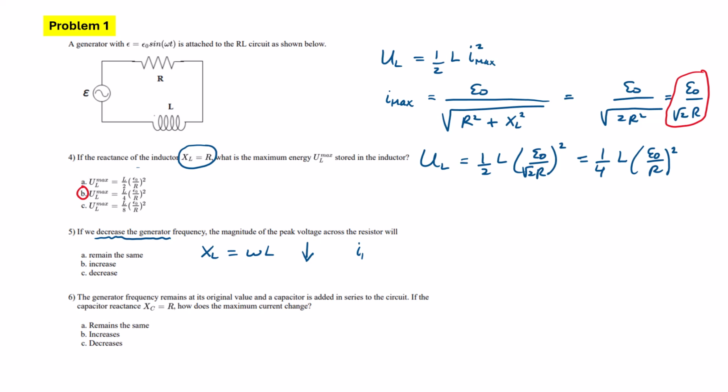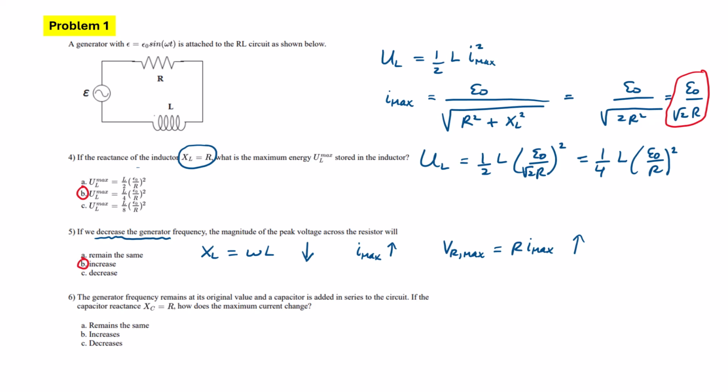Now let's think about what happens to the maximum current. The maximum current depends on both the resistance and the reactance term. If I'm making XL smaller, I'm dividing by a smaller number. That means the maximum current is actually going to increase. If that maximum current increases, it also means that the maximum voltage across the resistor, which you calculate as simply the value of the resistance multiplied by the maximum current, goes up too. If I max goes up, VR max is also going to go up. Therefore, B is the correct answer.